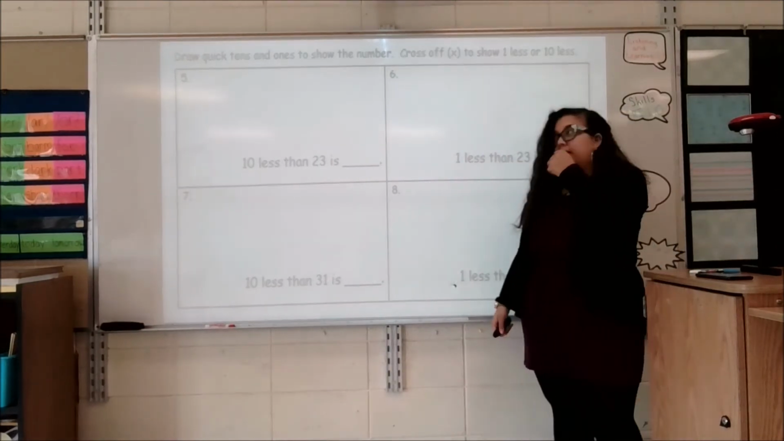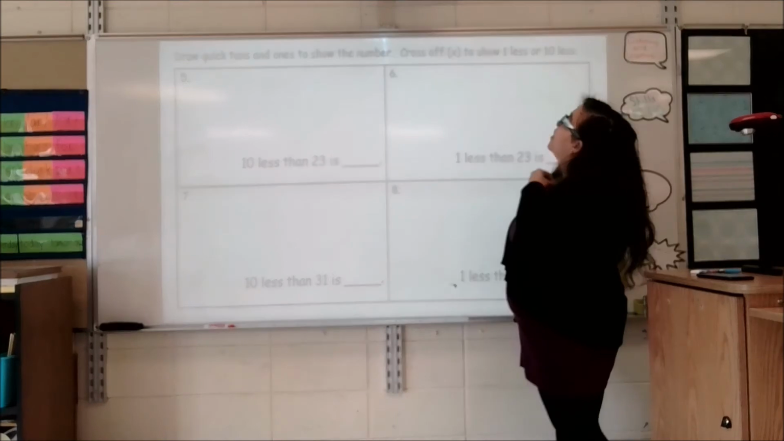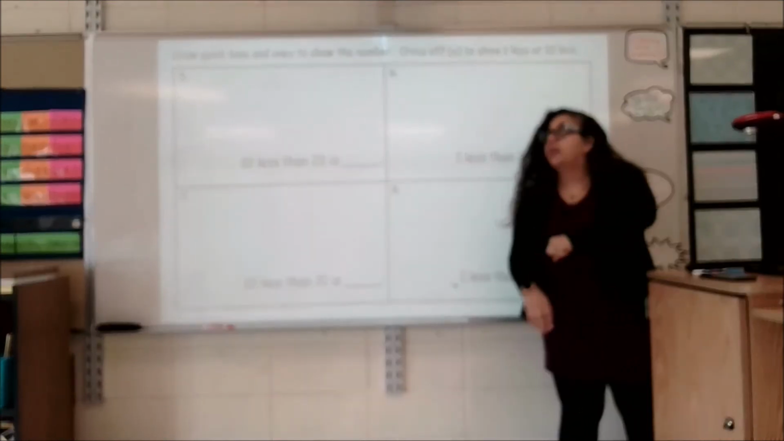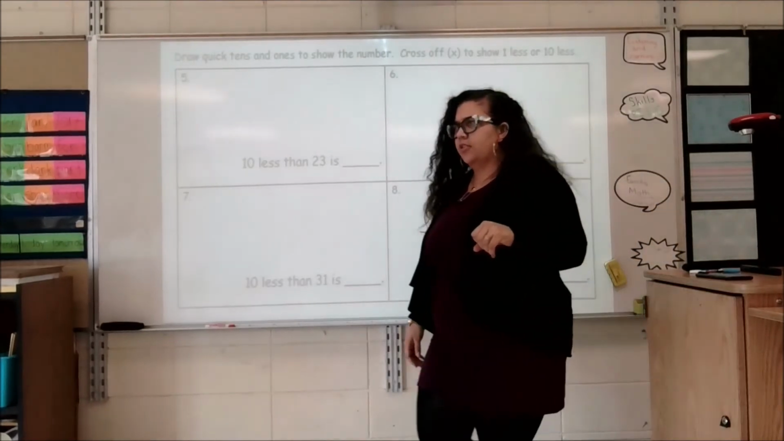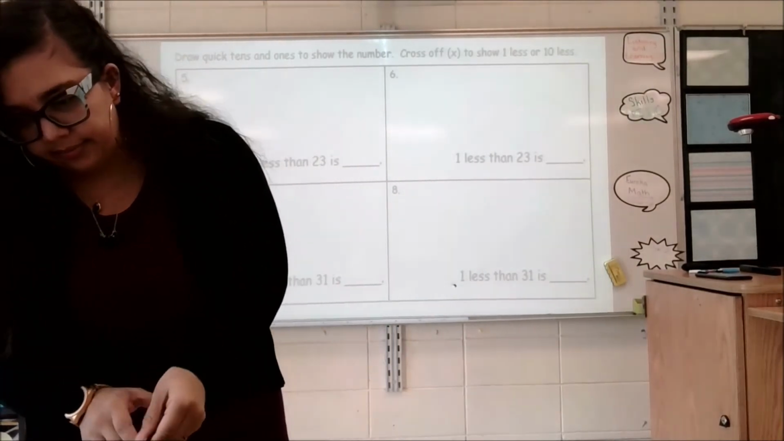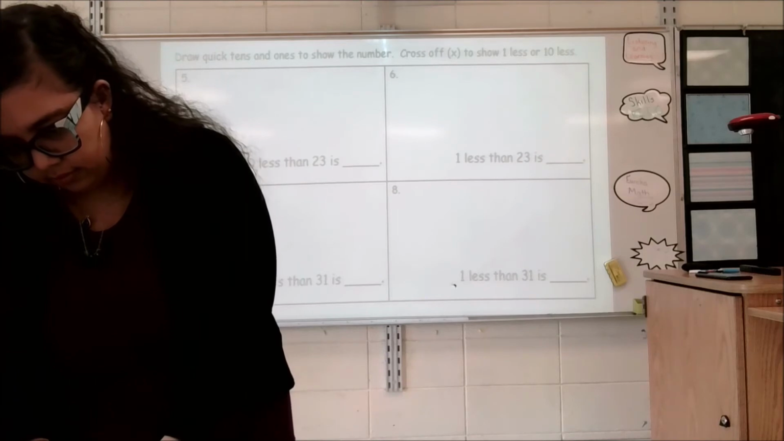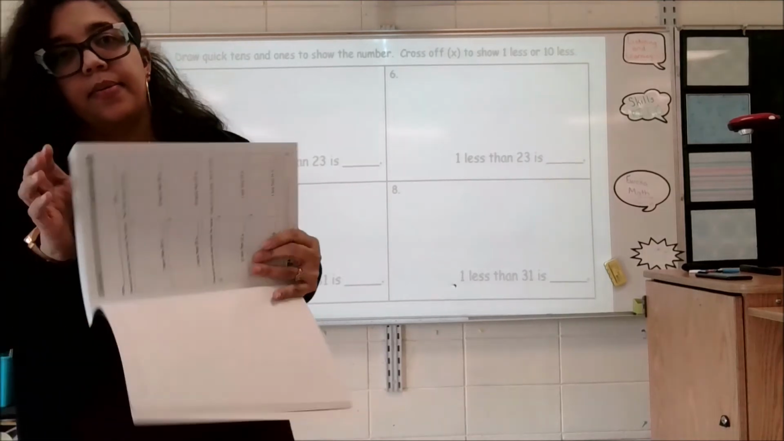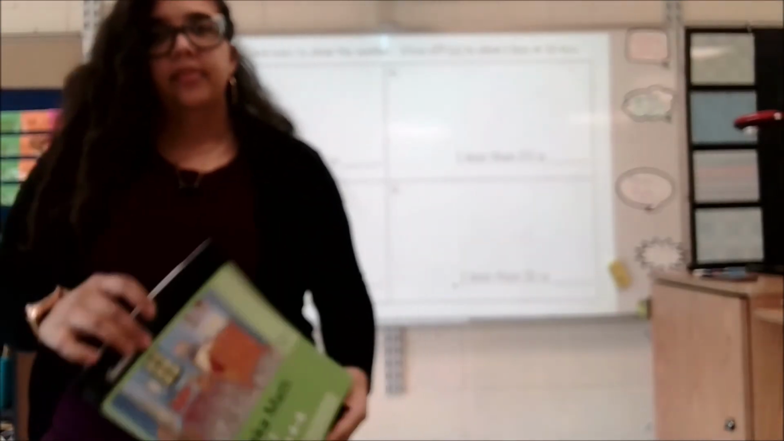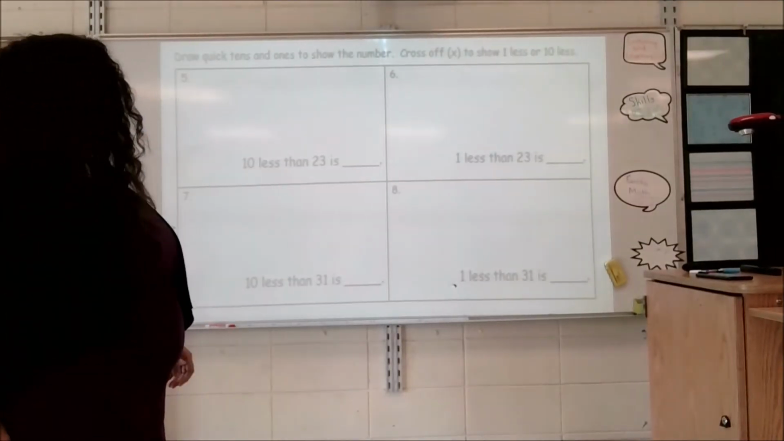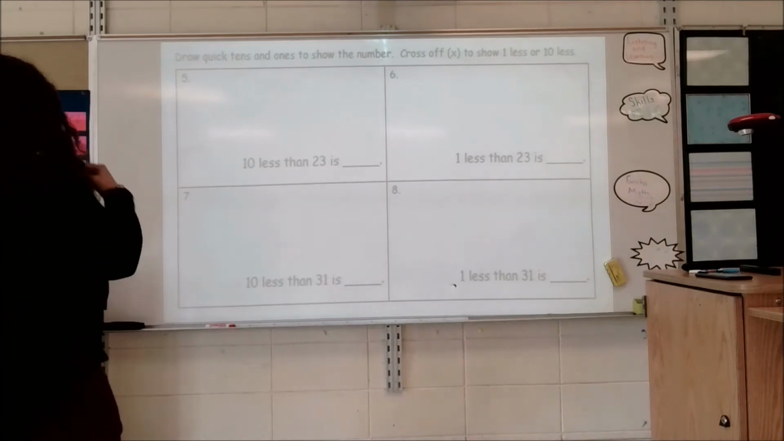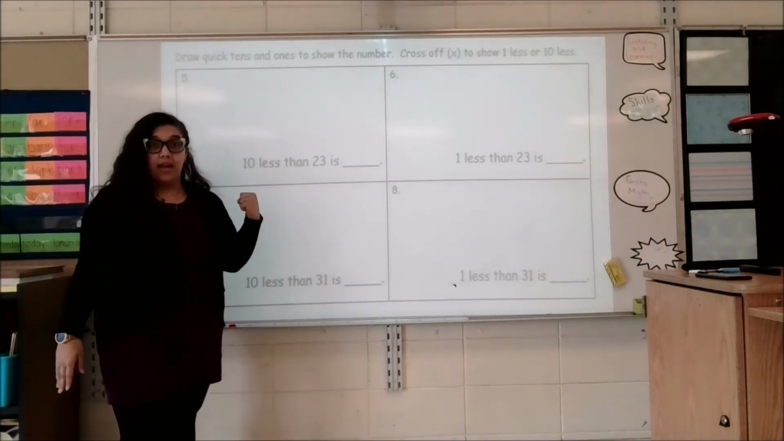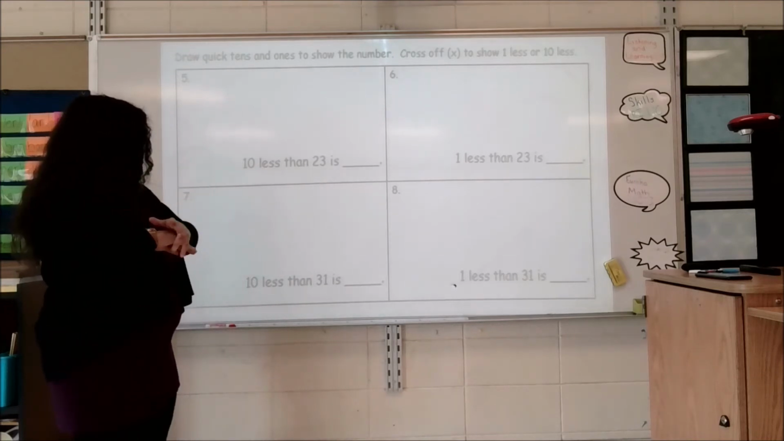Okay, so let's keep going. This time we're going to cross off to show 1 less or 10 less. Let me just double check. I believe this is the back side. No, it's not even the back side. This is the same piece of paper. It's down the bottom, I just split it up. It's still the front side. So this time we're crossing off to show things are being taken away.